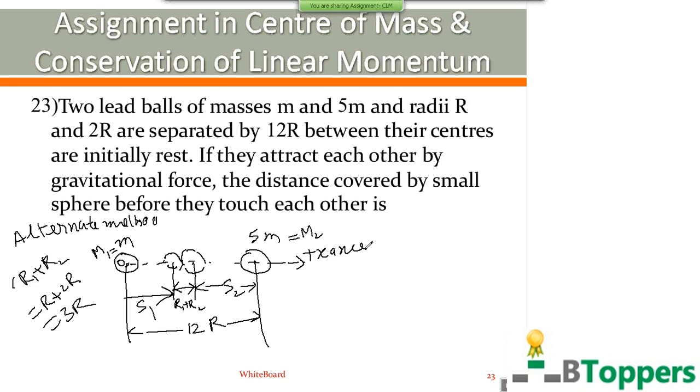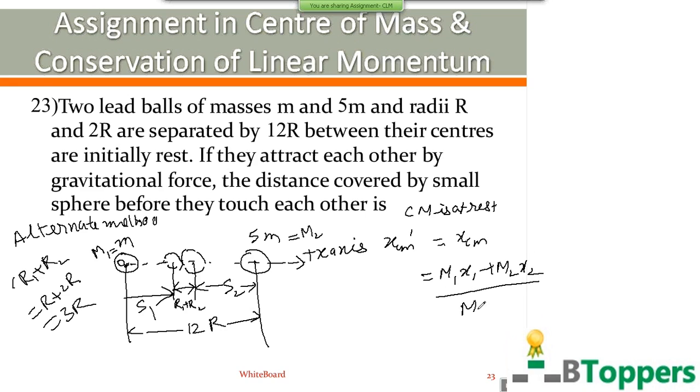I choose the line joining the centers of the two spheres as the x-axis. The initial position of the center of the first sphere is at the origin. Because the center of mass of the system is at rest, the distance of the center of mass from the origin in the second case is the same as the distance of the center of mass from the origin in the first case. The distance of the center of mass from the origin in the first case, you can write as m1 x1 plus m2 x2 by m1 plus m2. In the second case, you can write m1 into x1 dash plus m2 into x2 dash by m1 plus m2. You can cancel m1 plus m2 here.